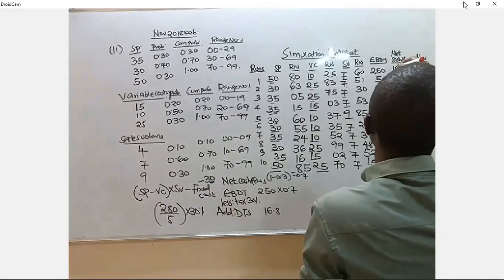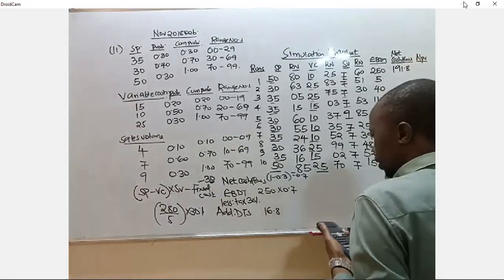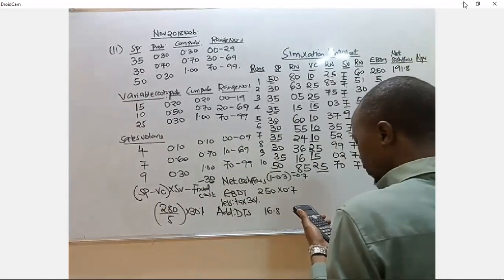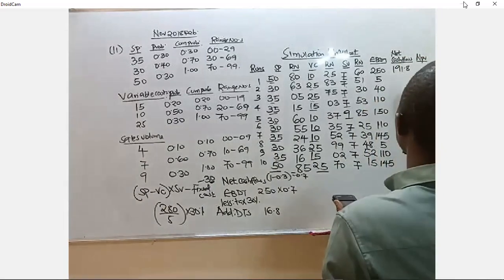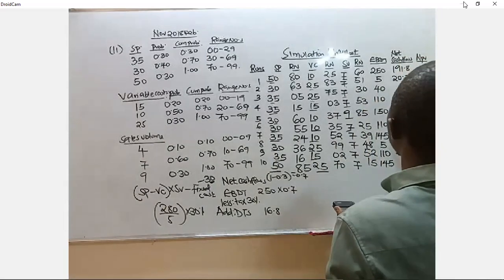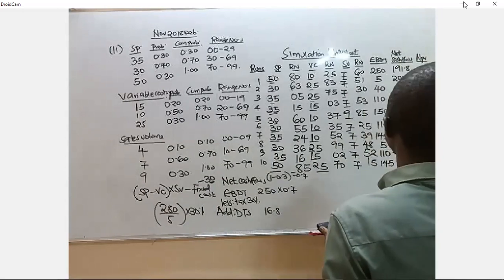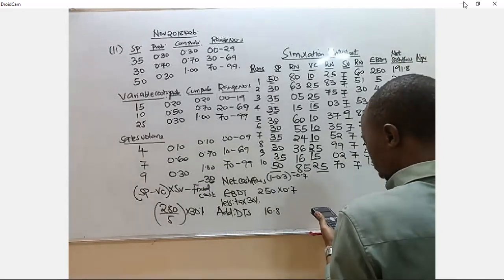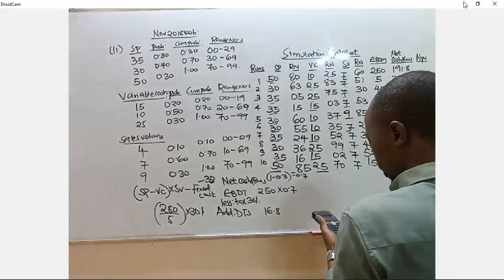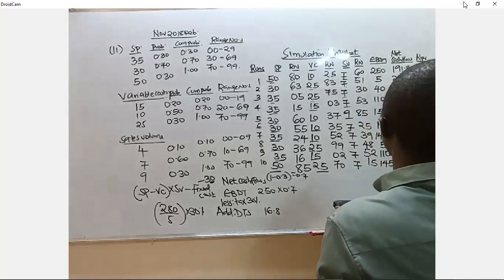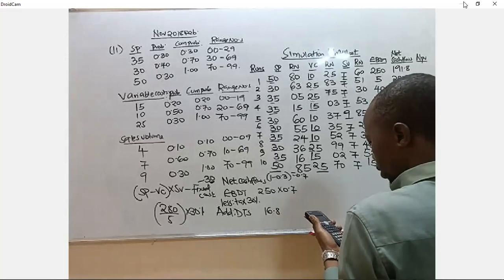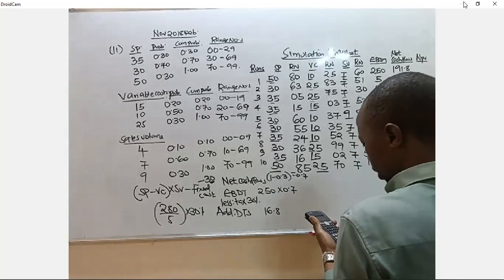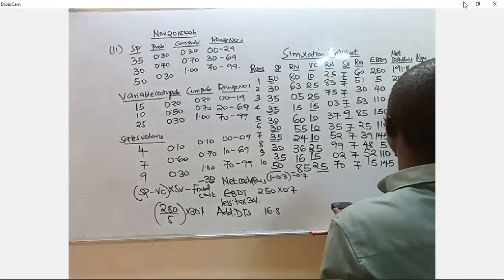This is 191.8. The second one will be 5 times 0.7 plus 16.8, getting 20.3, right? The third one will be 40 times 0.7 plus 16.8, getting 44.8. The next one will be 110 times 0.7 plus 16.8, getting 93.8.